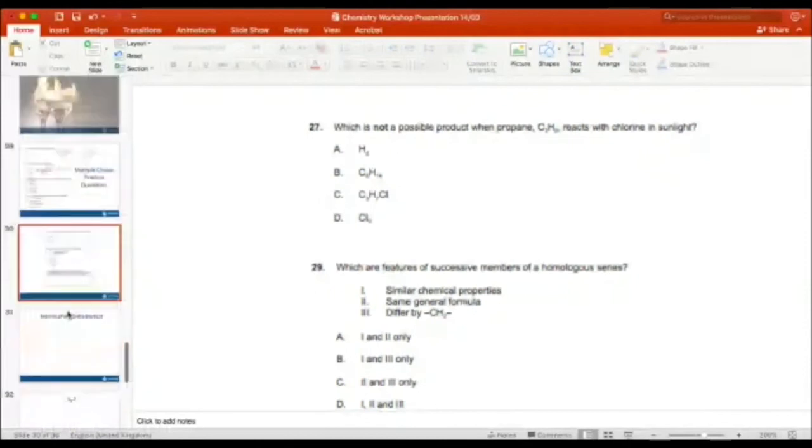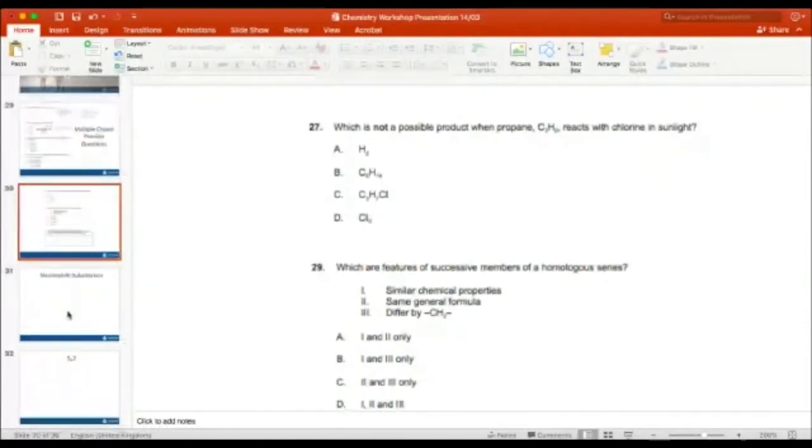Okay, this is where I say goodbye to standard levels, because I'm just going to quickly go over nucleophilic substitution for those of you who wanted it. I do have one more question. Okay, hit me with the question.